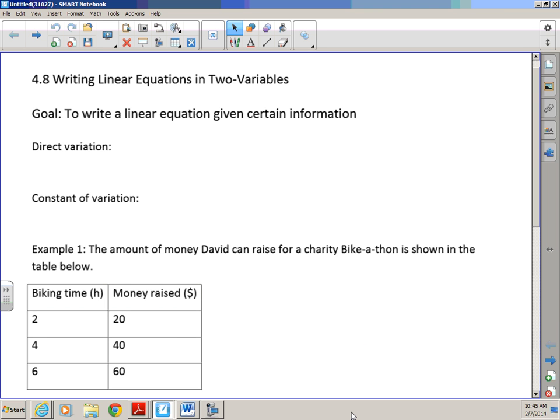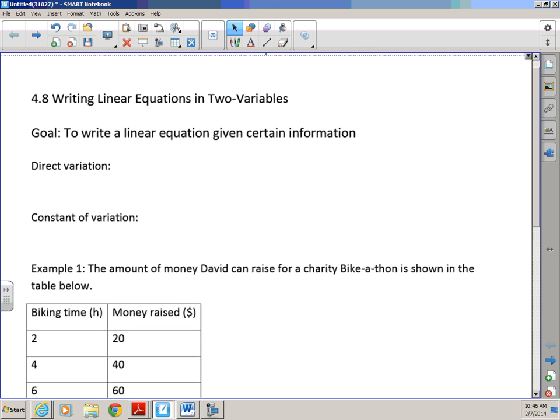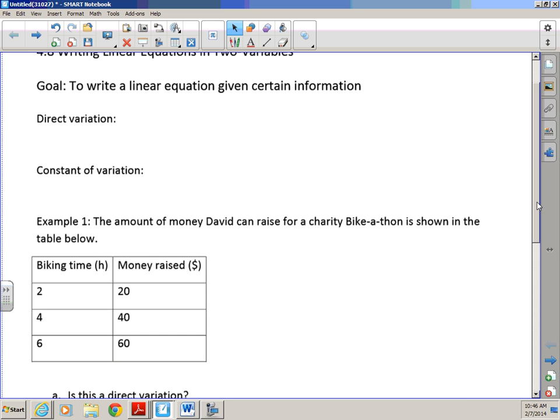So what we're going to cover in today's lesson is building on our writing linear equations, but we're going to use that in the context of actual scenarios as opposed to just abstract numbers. But we also want to introduce a new concept today called direct variation.